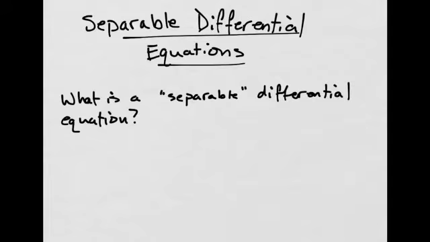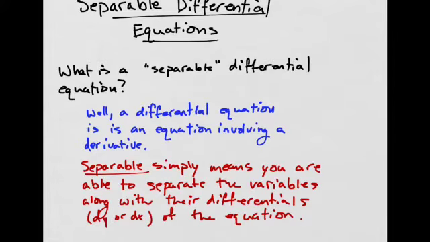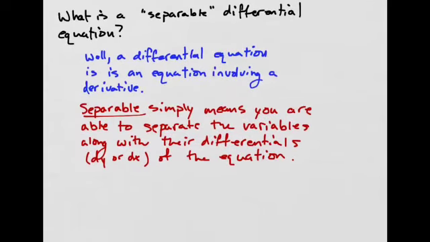So the first question is, what is a separable differential equation? First, I want you to recall that a differential equation is simply an equation that involves a derivative and maybe other variables. And a separable differential equation means that you are able to separate the variables along with their differentials, using dx or dy or dt or ds or whatever variables you have. It actually looks like this. If you can write it in this way, then it's a separable differential equation.